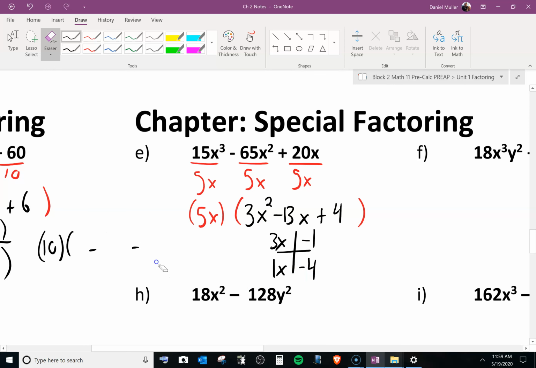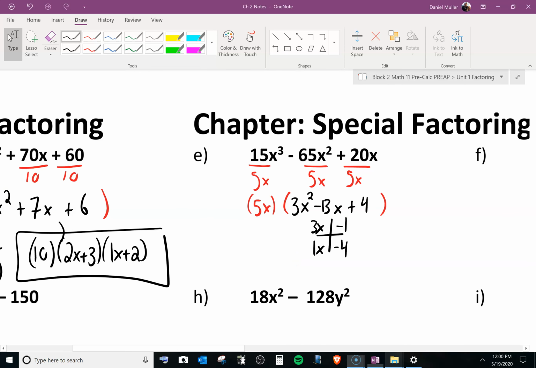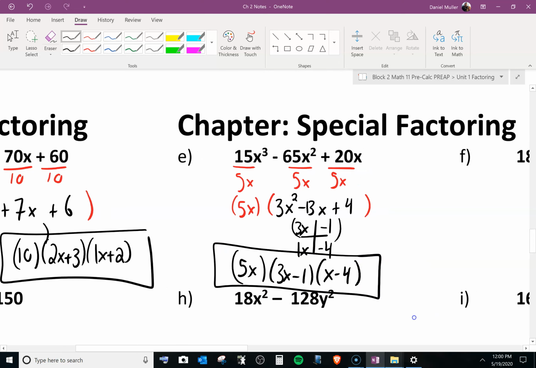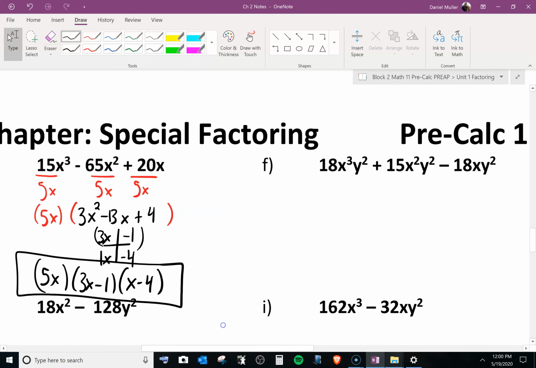So I'm just going to erase this. And I'm left with a 5x out in front, and then I got this 3x minus 1, and there's 1x minus 4, or just x minus 4. So I had to fully factor out a 5x first, and then factor like normal.